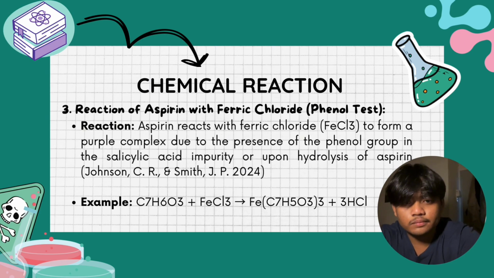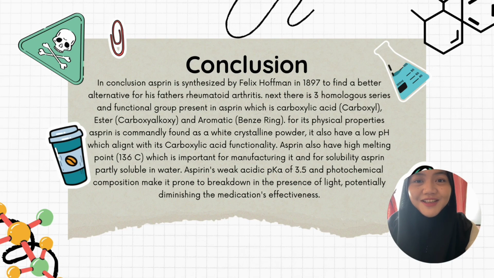In conclusion, aspirin was synthesized by Felix Hoffmann in 1897 to find a better alternative for his father's disease. Next, there are three homologous series and functional groups that are present in aspirin, which are carboxylic acid, ester, and aromatic.